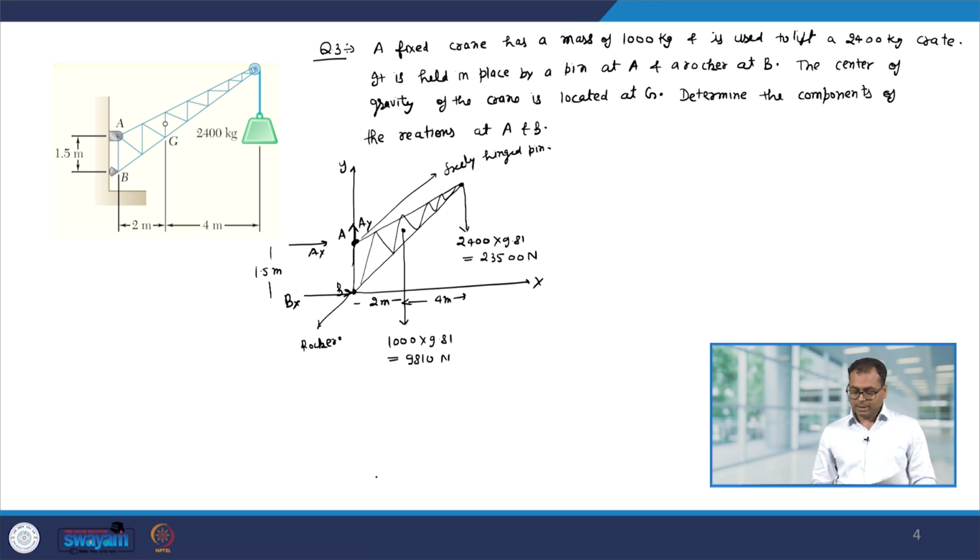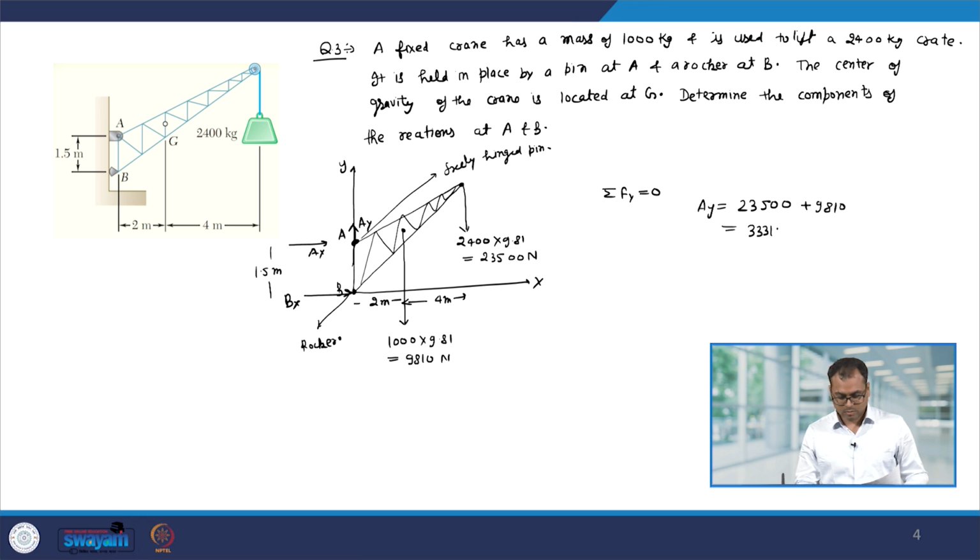Now, to calculate the values of Ax, Ay and Bx, let us first use the force balance equation along the y axis. So, summation Fy is equal to 0. So, this gives me Ay equal to 23500 plus 9810 equal to this much Newton.